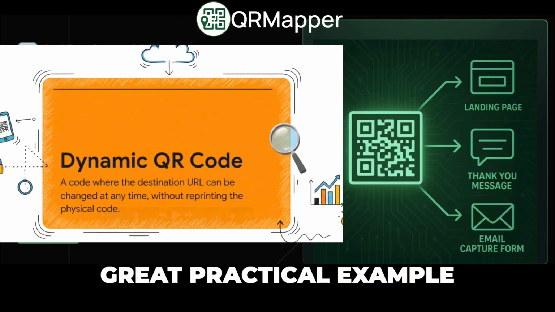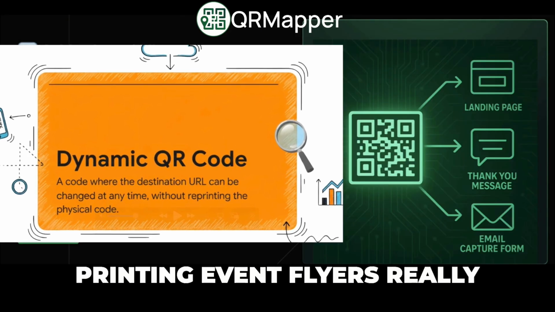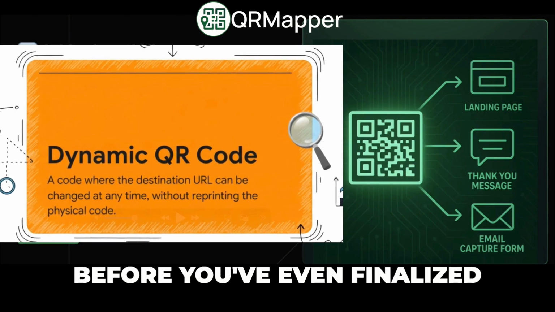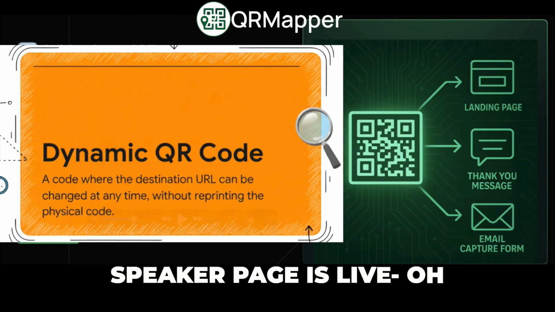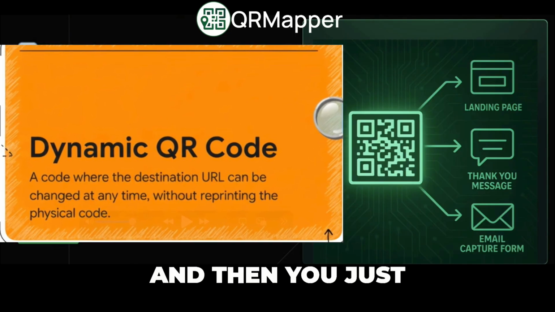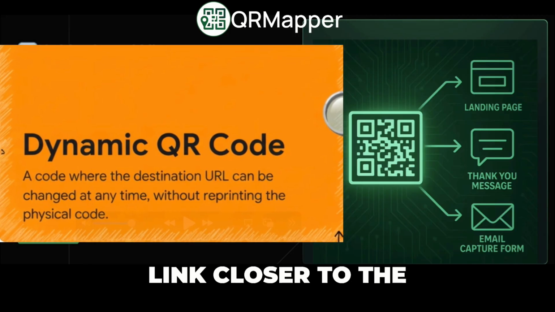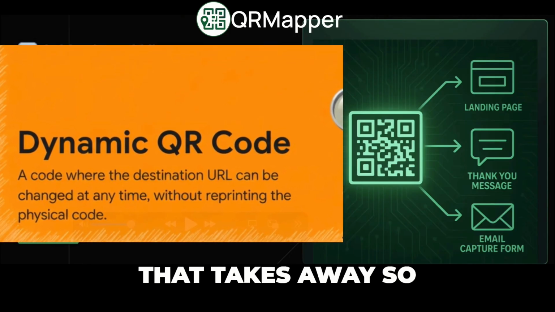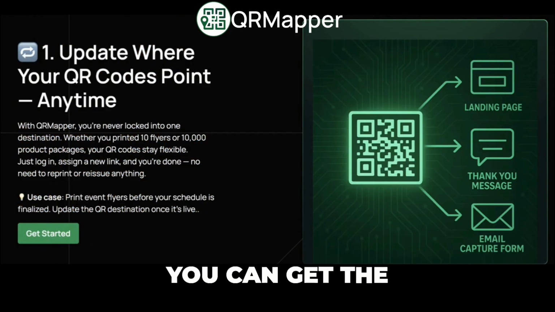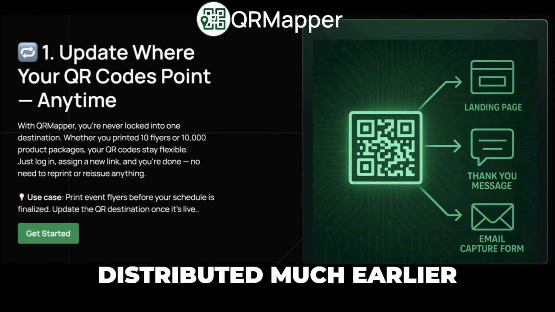The source gives a great practical example. Printing event flyers really early, before you've even finalized the schedule or the speaker page is live. You print the flyer with the QR code, and then you just assign or update that link closer to the actual event date. That takes away so much stress and potential waste, potential costs. You can get the physical stuff printed and distributed much earlier.